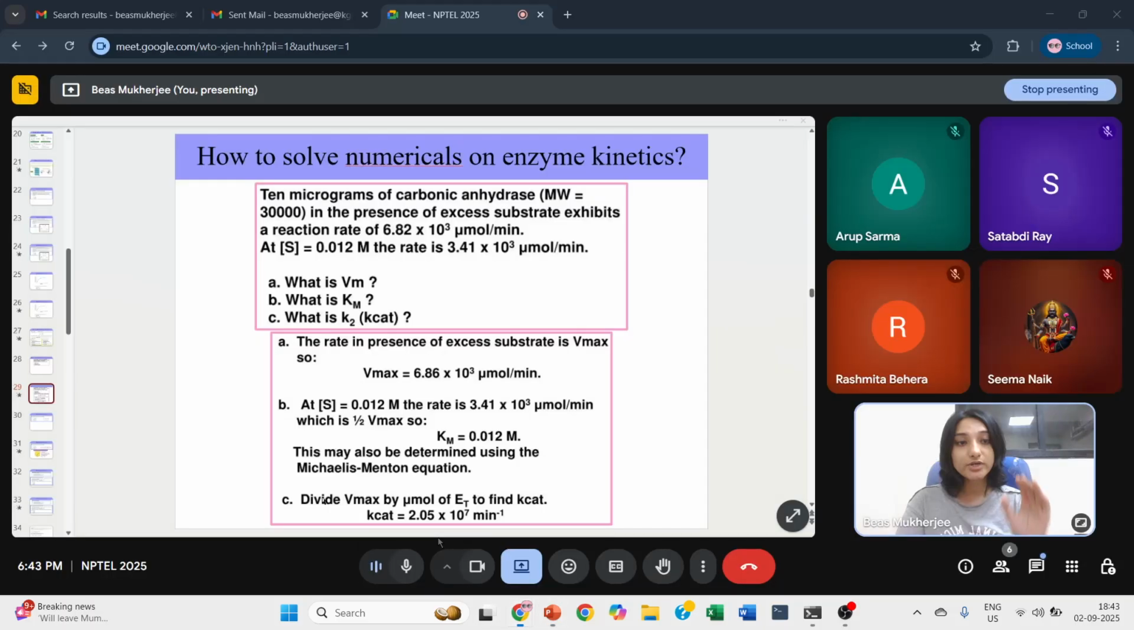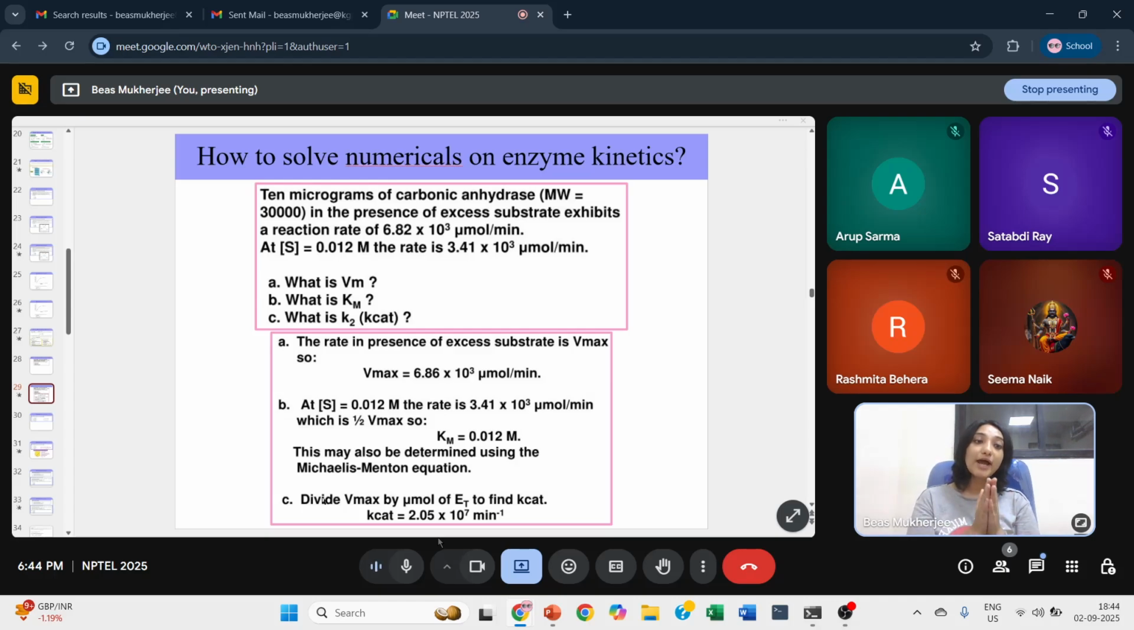So see, if this kind of question comes, then this is how you will solve it. So the rate in presence of excess substrate is Vmax. So from your Michaelis-Menten equation, you will get this, and Vmax is equal to this amount micromoles per minute. Now, at substrate concentration, this, the rate is given as this, right? Which is half of Vmax. Therefore, if it is half of Vmax, then you know from the Michaelis-Menten equation you can calculate Km, which is this constant, and the value of the constant comes to be 0.012 molar.